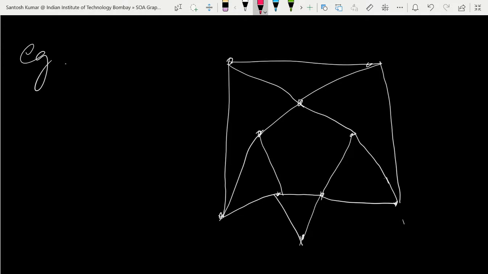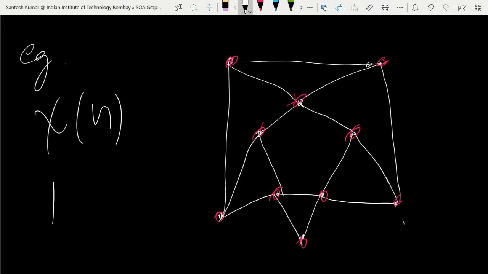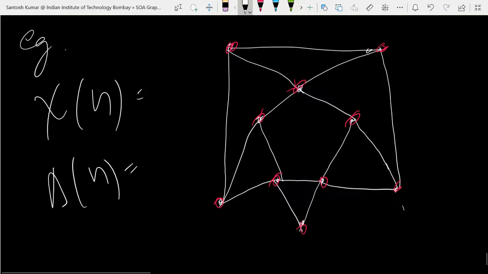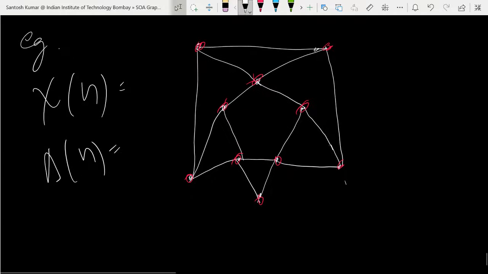Okay, so this is a graph. This has 1, 2, 3, 4, 5, 6, 7, 8, 9, 10 vertices. So quickly write what is the chromatic number and what is the delta G for this graph. And will it satisfy this one, the upper bound for chromatic number? So we have to verify.